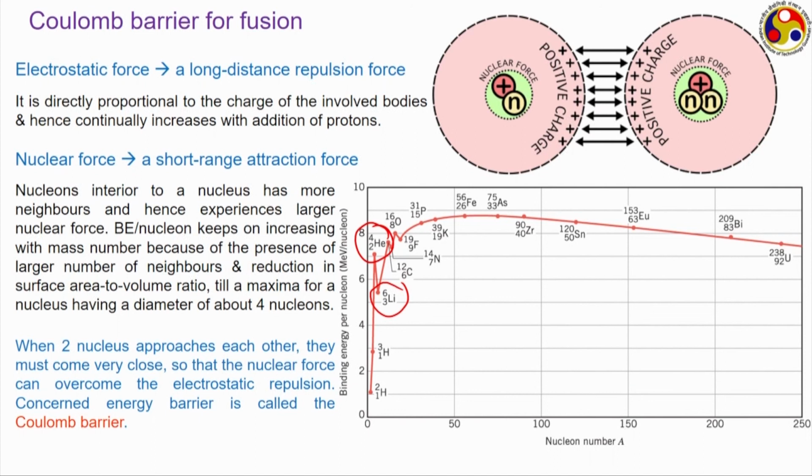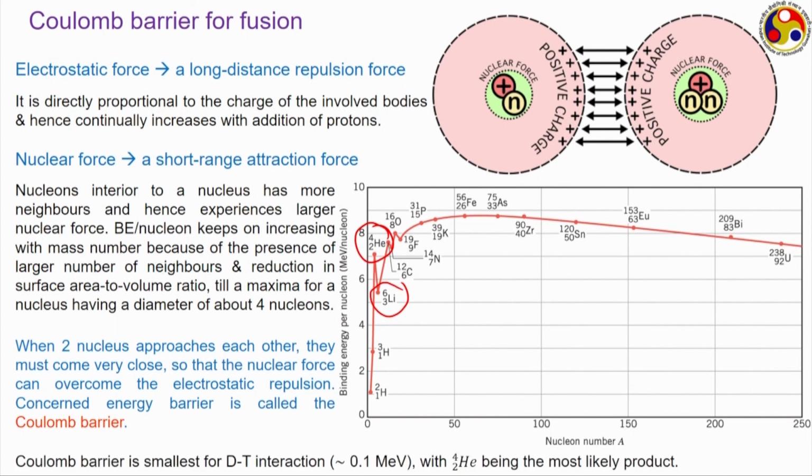So, when two nuclei approach each other, they must come very close so that the nuclear force can overcome the electric repulsion, and the corresponding energy barrier which the deuterium and tritium nuclei have to overcome is known as the Coulomb barrier. Coulomb barrier is smallest for deuterium tritium interaction, something like 0.1 MeV, one reason being their small binding energy per nucleon, but 2He4 is the most likely product of such a reaction, because of its high binding energy per nucleon.